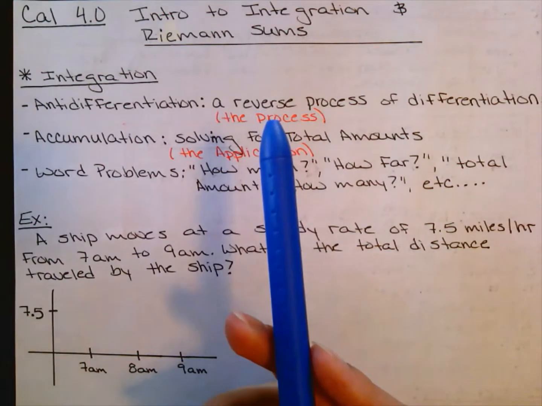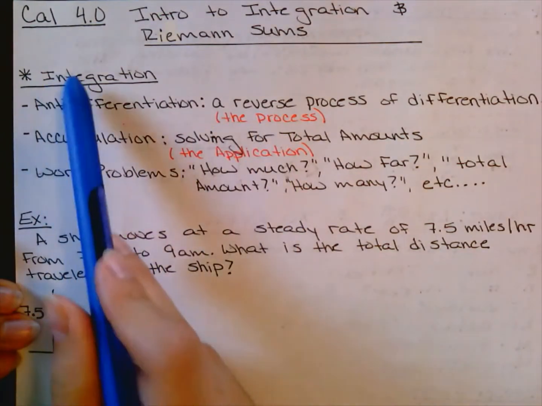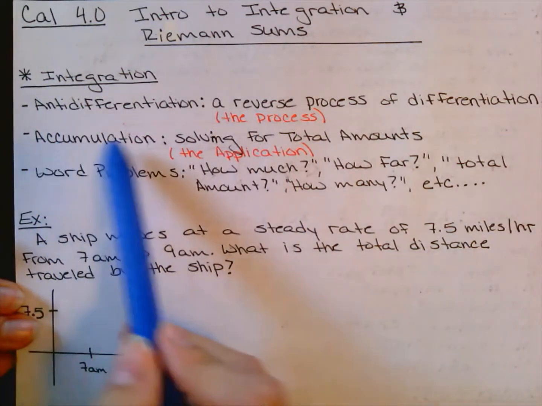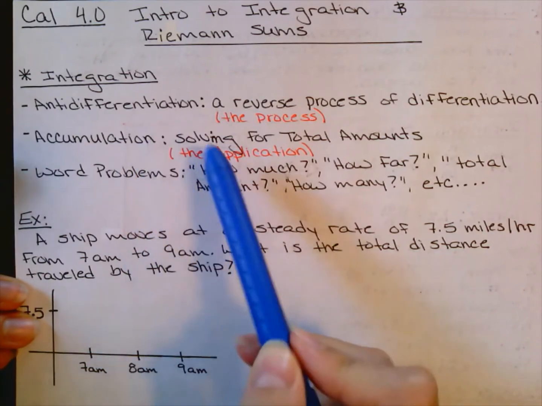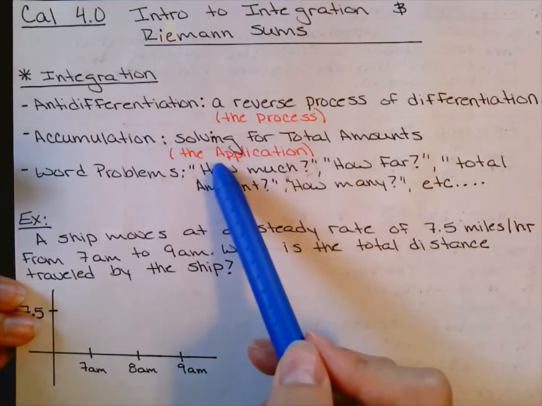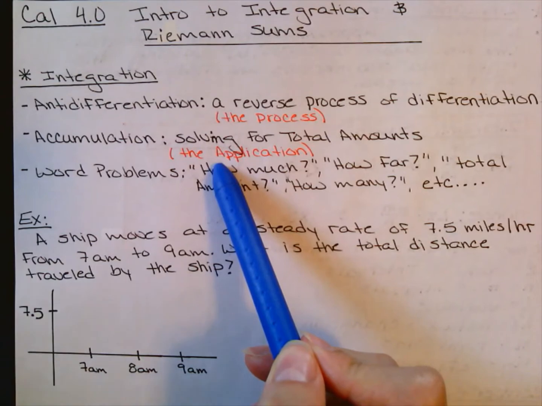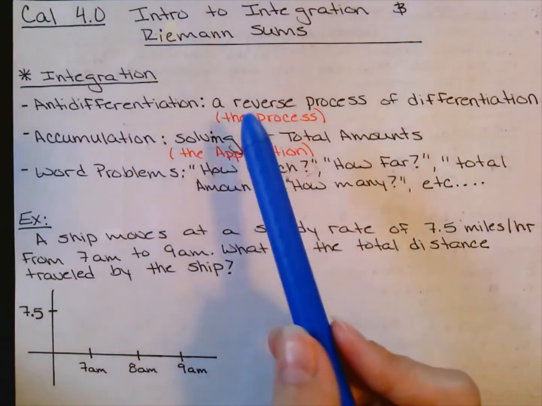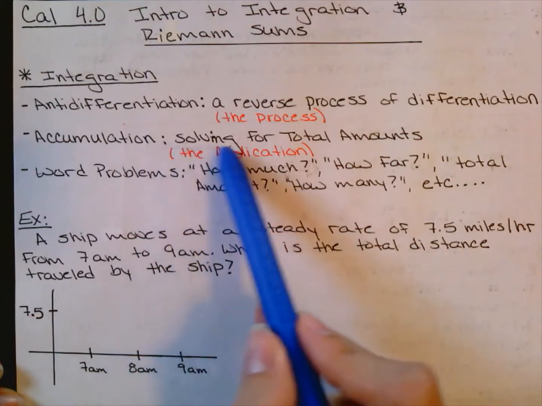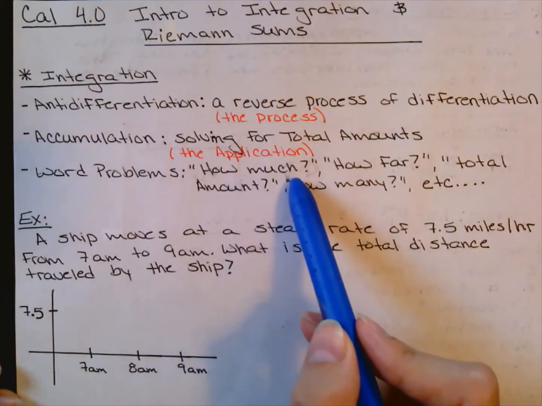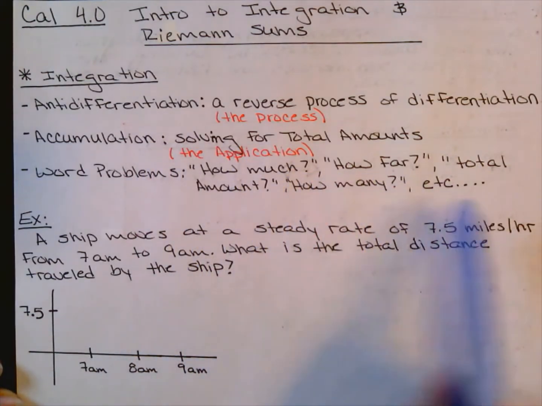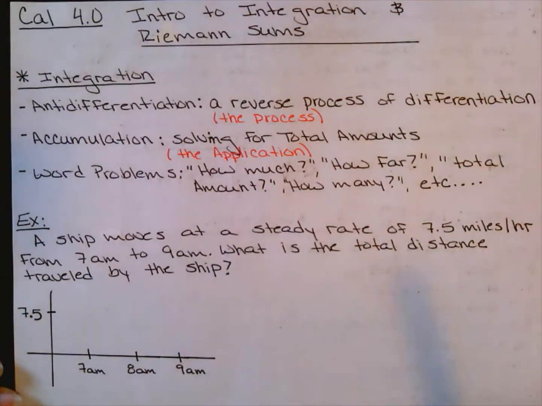Now, why do we need integration? Integration is also known as finding the accumulation of something. It's us solving for total amounts, and that's what we're going to see more in the applications. In the AP test, this is mainly word problems and the free response questions at the end. And in those word problems, the wording that we're going to be seeing, because it's asking for total amounts, is: how much did they have? How far did they go? What was the total amount of? How many did they get?